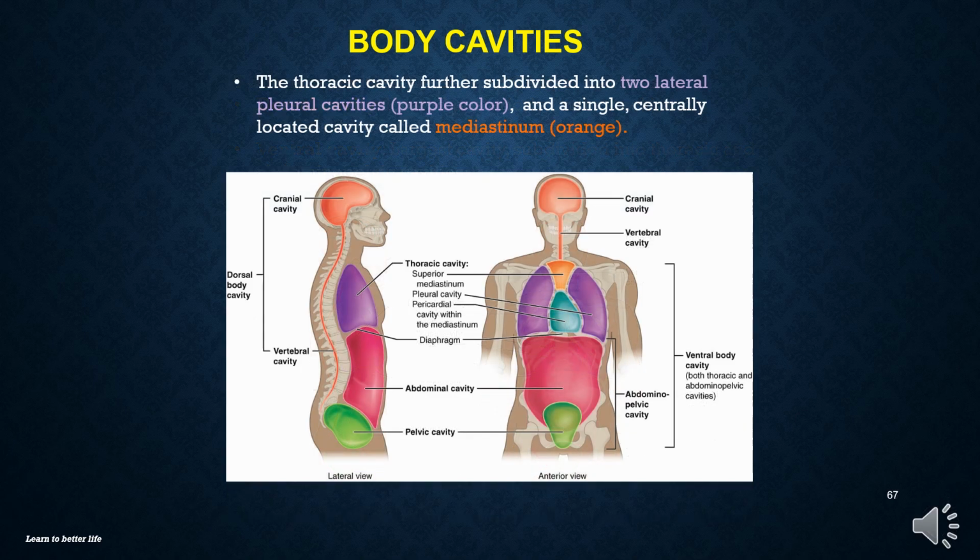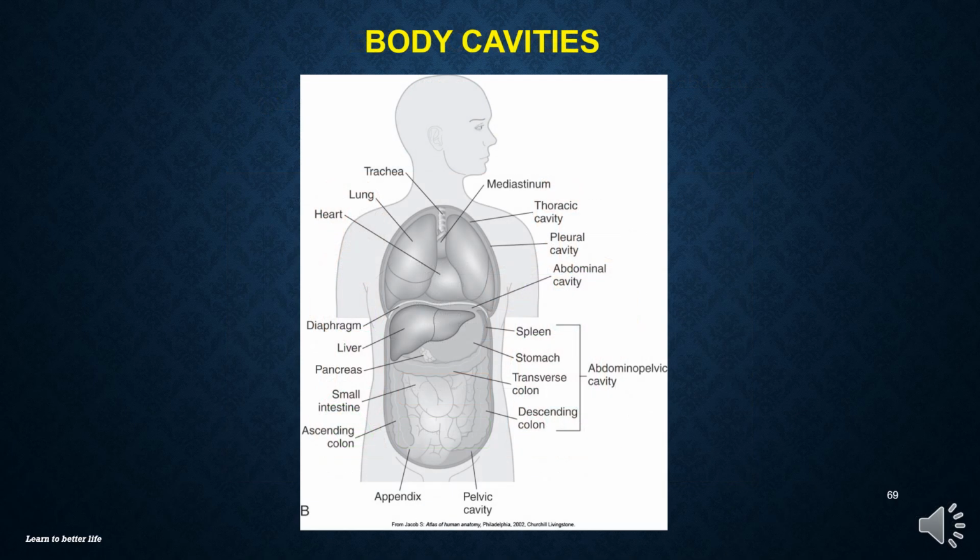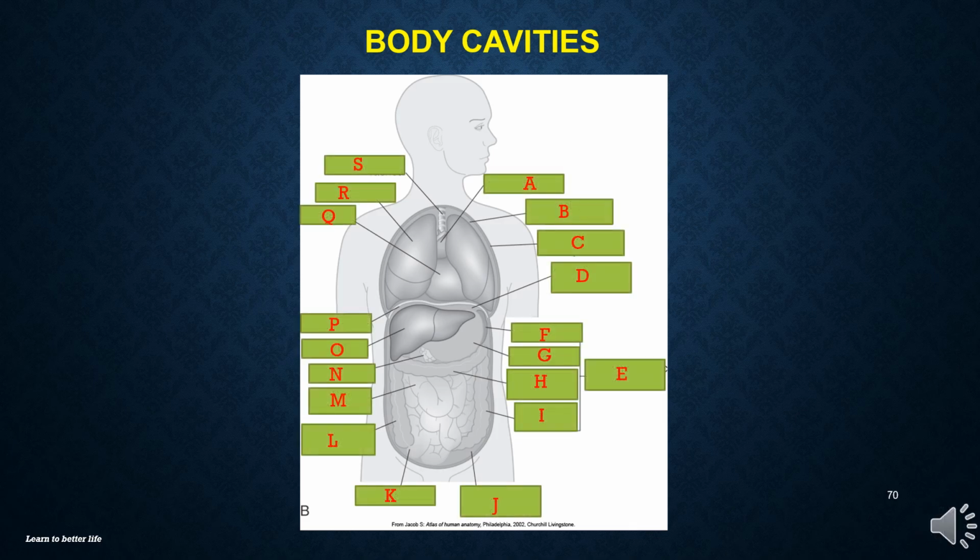The thoracic cavity is further subdivided into two lateral pleural cavities, purple color, and a single, centrally located cavity called mediastinum, orange. The abdominopelvic cavity is subdivided into the abdominal, pink, and pelvic cavities, neon green. Look at this image carefully. We will try to identify each structure in the following slides. You got all those? Let's see if we can do them all correctly.